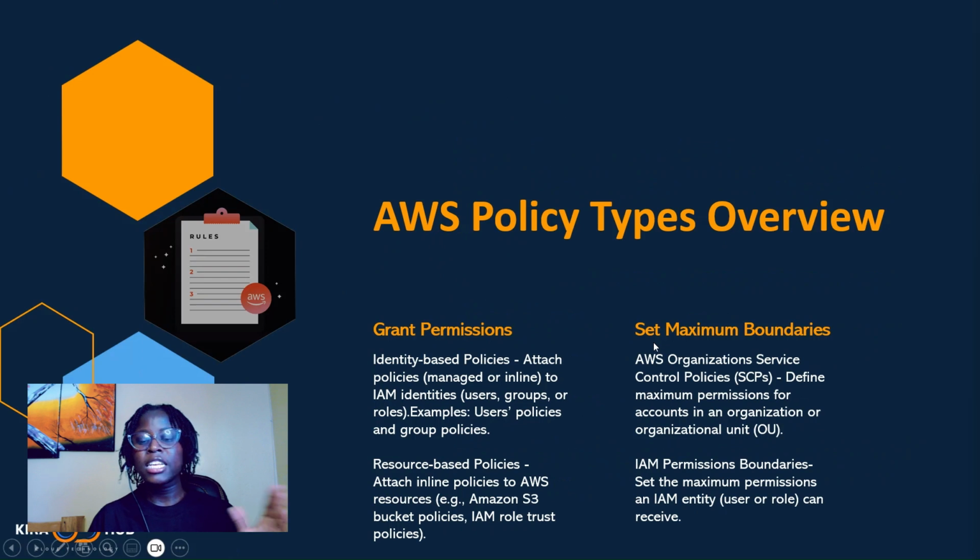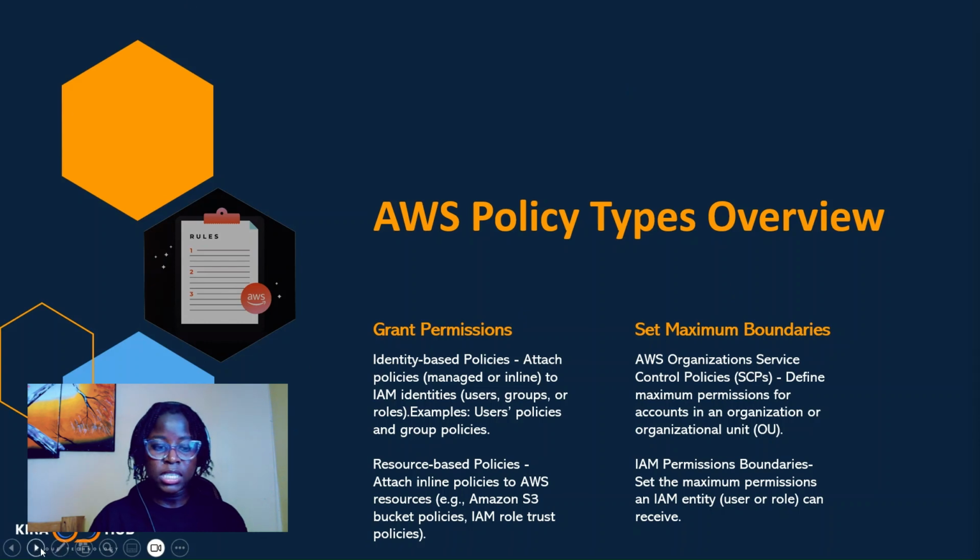Apart from that, we have another set of policies that help us set maximum boundaries but do not give us permissions. So they act as guardrails. What are the maximum set of permissions that you can use in this case? We have the organization service control policy, which we'll discuss in a moment. But these policies define how much you can do. And we also have a set of policies called the IAM permission boundaries, which define the maximum permissions that anyone can receive. So they work hand in hand to grant us the principle of least privilege.